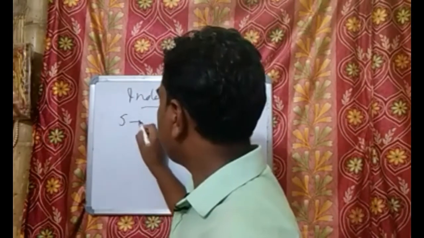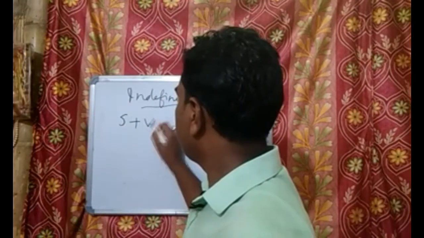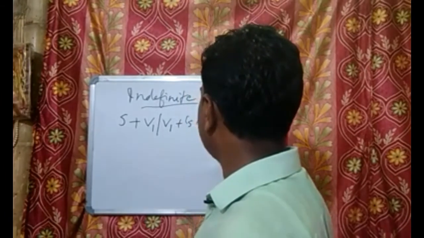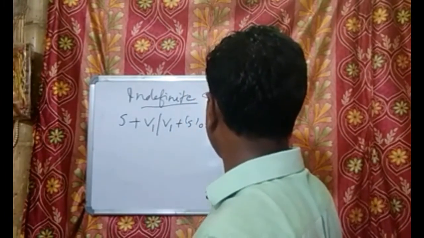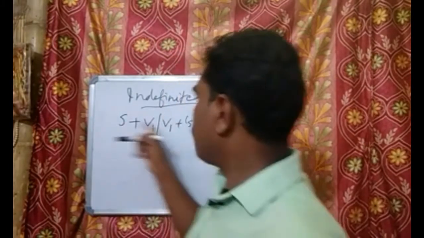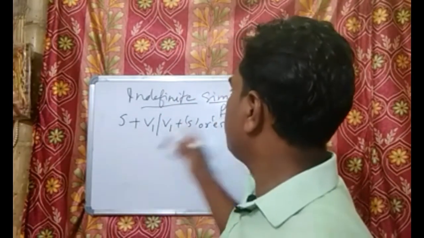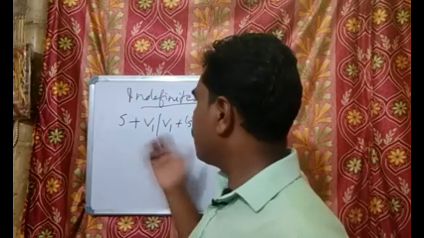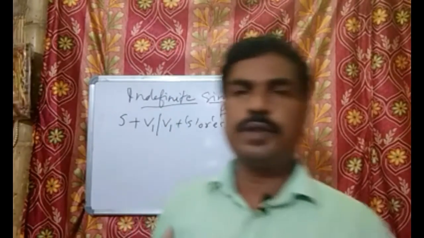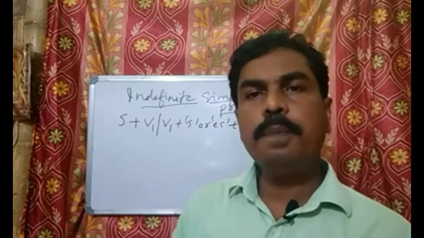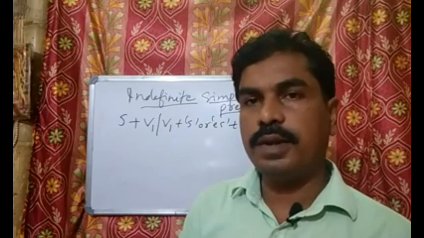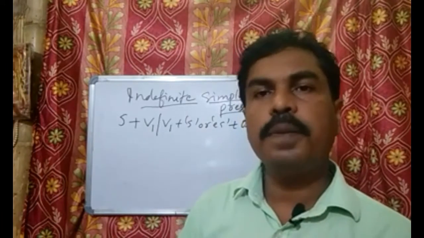So when we write it in this form: subject plus verb 1 or verb 1 plus s or es plus object. I'll explain it. Now what does that mean? Subject plus first form of the verb. You may be aware of the three forms of verbs: present form, past form, and past participle form. So I have taken it as verb 1, verb 2, and verb 3. Verb 2 is the past form and verb 3 will be the past participle form.